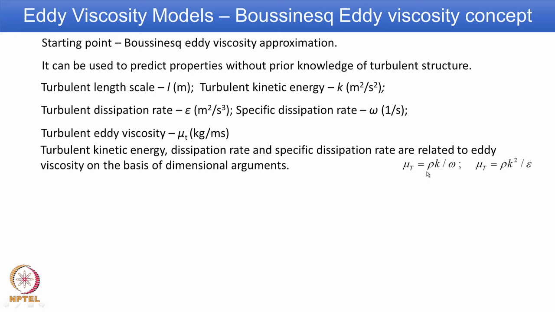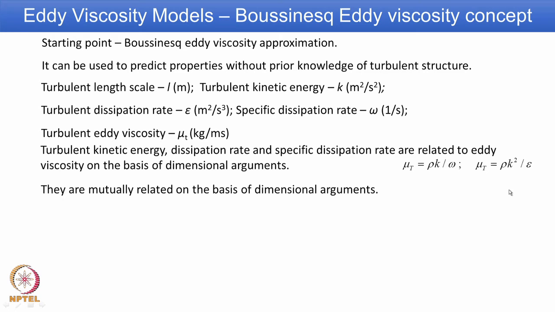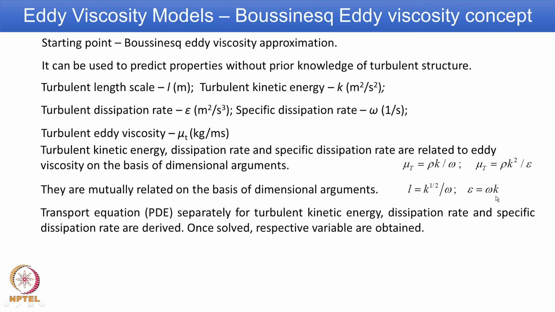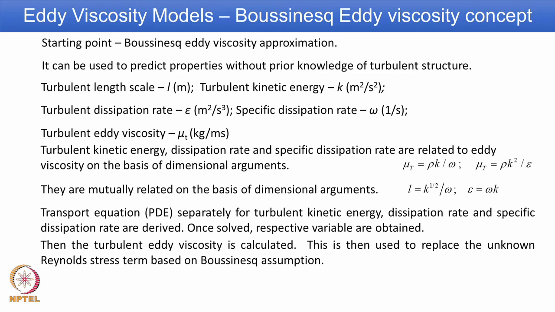So, mu t is equal to rho k over omega, or mu t equal to rho k squared over epsilon. It is also possible to relate these three quantities based on again dimensional argument. For example, L is equal to k to the power of half by omega, and epsilon equal to omega into k. It is possible to write a separate PDE, in other words a transport equation, for each one of these quantities, turbulent kinetic energy, dissipation rate, specific dissipation rate or length scale, and you solve them, you get the respective variables in time. Then the turbulent viscosity is calculated based on the relation that we have just now shown.